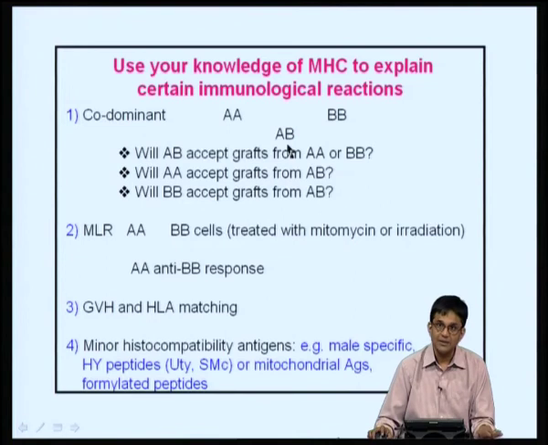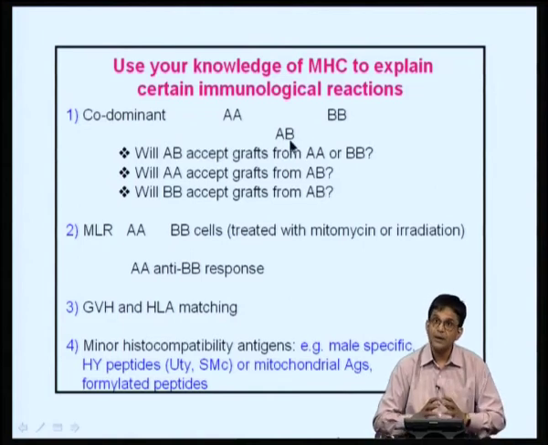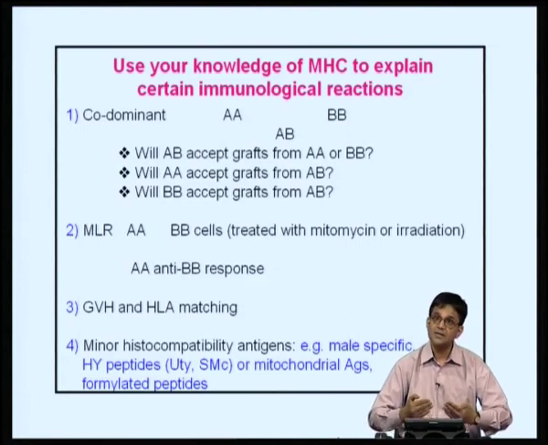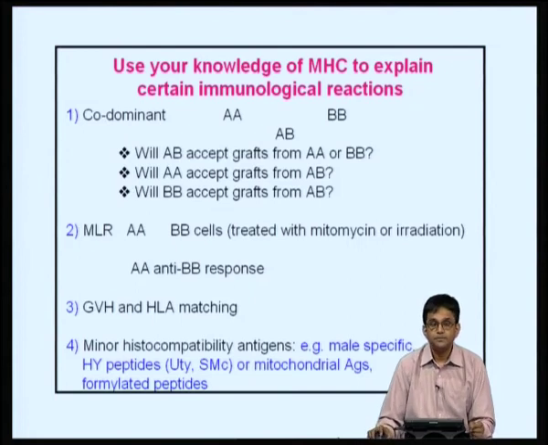In terms of MHC class 1, in terms of A, B and C, there are 6 MHC class 1 molecules being expressed, 3 from our father, 3 from our mother. And in case of MHC class 2, you have DP, DQ, DR, again 6 types of molecules that are present, 3 from our father, 3 from our mother. So, we need to understand it from that point of view, and that is why MHC molecules are polygenic and codominantly expressed. That means both the father's as well as the mother's MHC molecules are being presented.